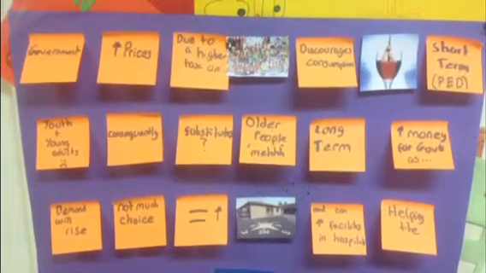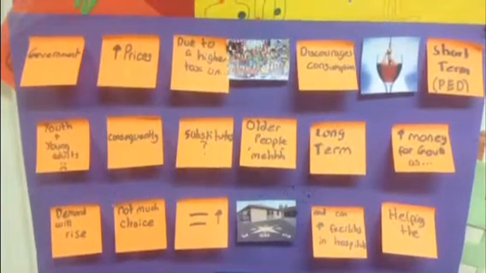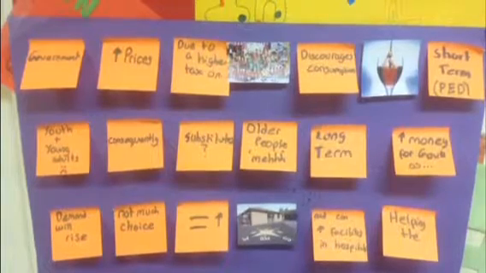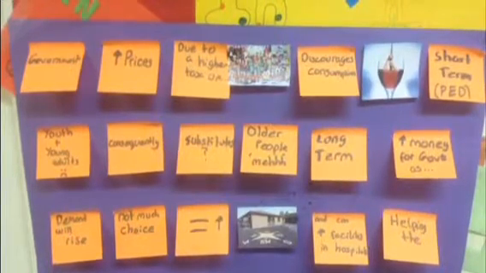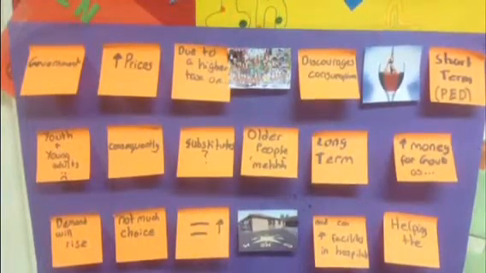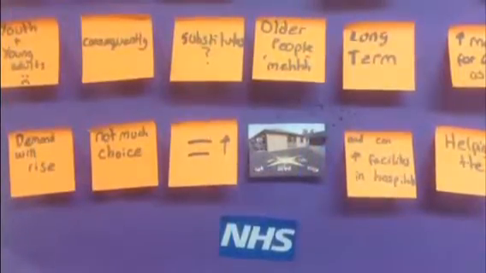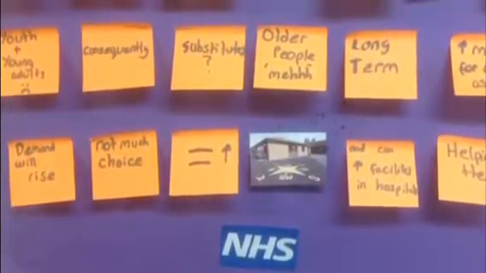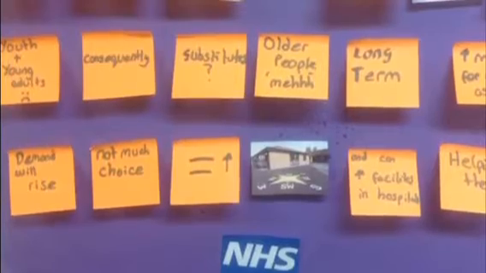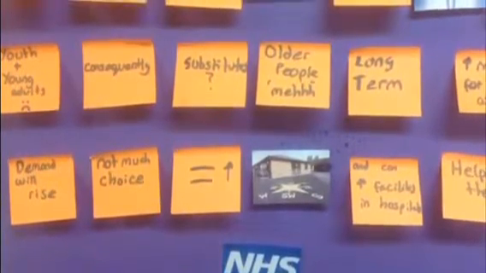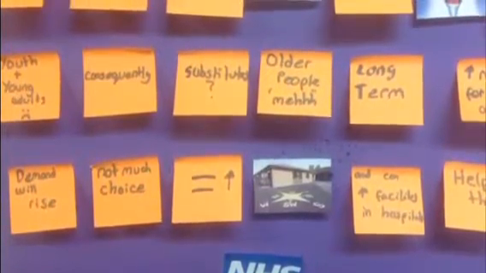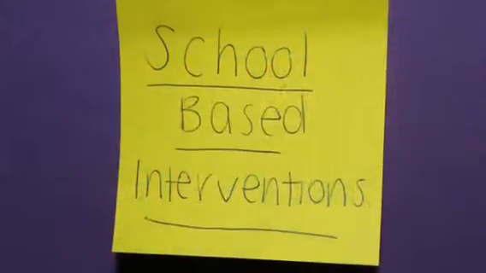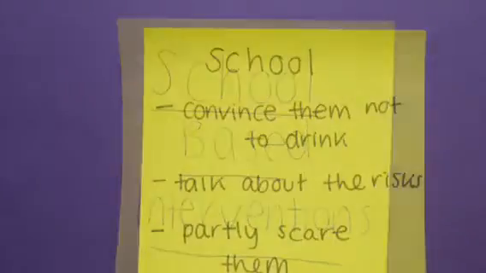Older people, however, already have an established income and will not be as affected by the increase in price. In the long term, this gives more money for the government, as demand will remain due to not much choice. This may lead to an increase in infrastructure in education and also allow more money to be spent in hospitals, helping the NHS. School-based interventions convince kids not to drink.